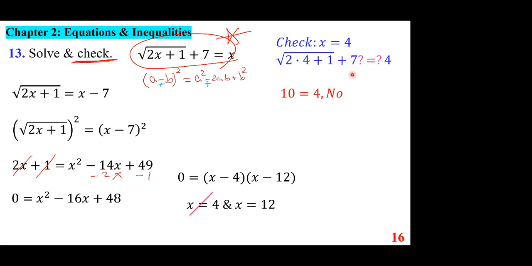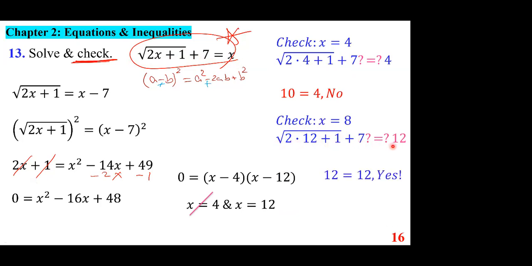How about 12? Let's find out. Plug in 12. 2 times 12 is 24, plus 1 is 25, square root of that is 5. 5 and 7 is equal to 12. Yes, it checks. We are done. We checked both answers. One of them worked, one of them didn't. We are done. Always check your work. Check your work. Okay, everybody?